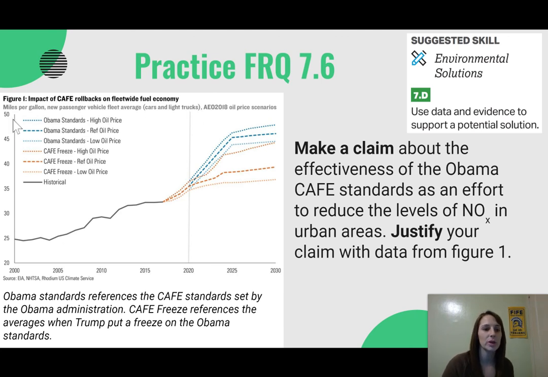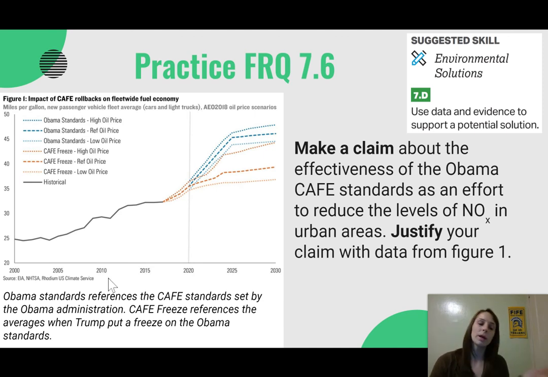This graph is going to be showing the miles per gallon that new passenger vehicles are having. These blue lines here are going to represent the Obama standards. There's a few different tiers of the types of cars and their regulations, which is why we have multiple different types of blue lines. But the blue lines are going to be based on the Obama standards of the progress we've made and the theoretical progress that will be made in the future.